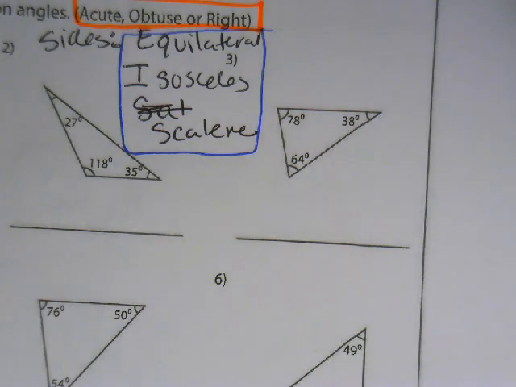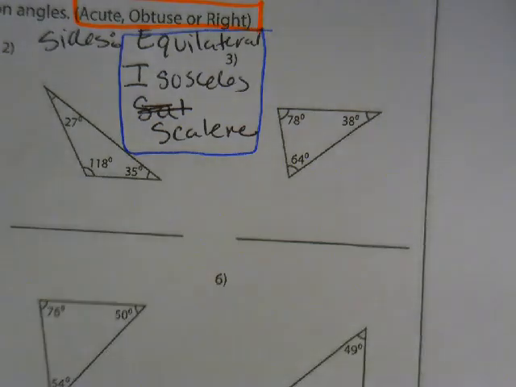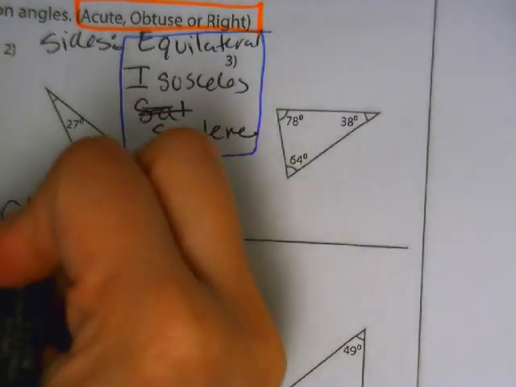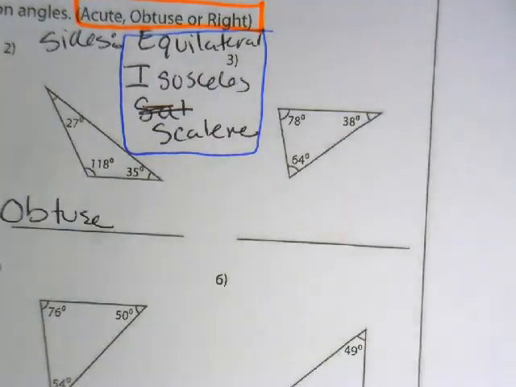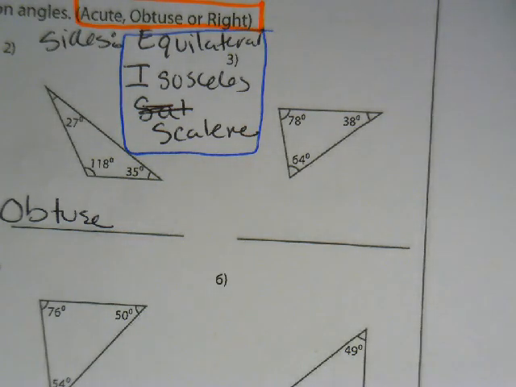So, number 2, I give you the angles, so that's easy. What do we call number 2 based on the angles? Obtuse. Now, what do we call it based on the sides? There's no side measurements, though. I don't give you any side measurements. Why?